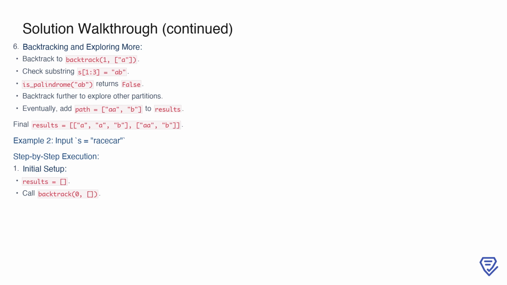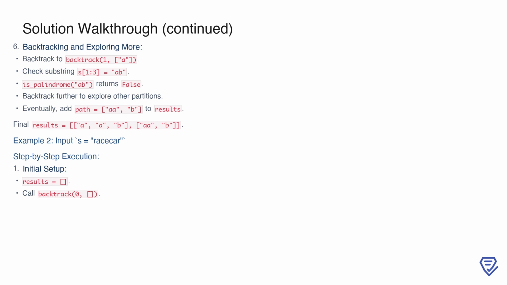Eventually, we find another valid partition, path equals [a, b], which we add to results. With no further substrings to explore, we've now completed the partitioning for the input "aab". The final results for this example are [[a, a, b], [aa, b]].